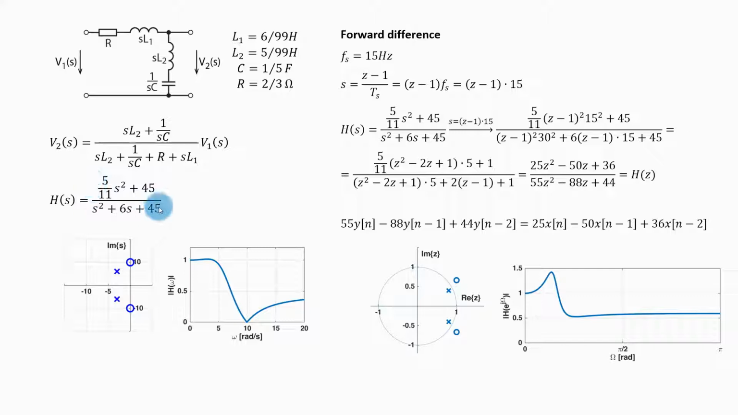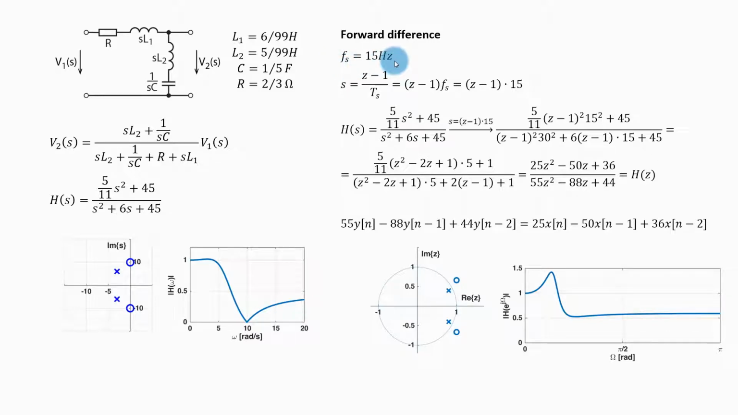This transfer function has these zeros and poles and this frequency characteristic. So it is a low pass with this zero. Now I will discretize this system and I will start with the forward difference. I will use the sampling frequency of 15 Hz.